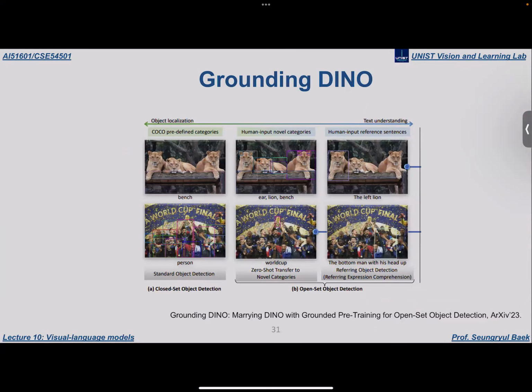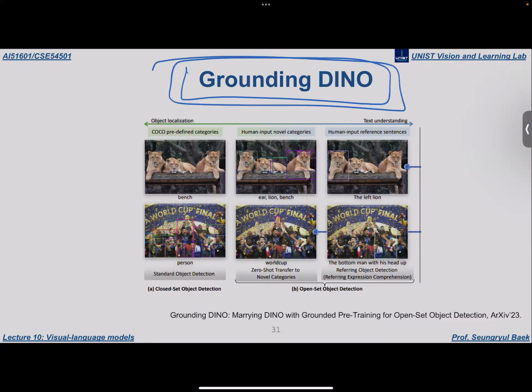And another thing I want to share is Grounding DINO, which was introduced in a technical paper on arXiv this year. Actually, the title of this paper is quite interesting. We learned about DINO, which is the state-of-the-art object detection algorithm based on the transformer, a DETR-like object detection algorithm, and in their title they say they will marry this DINO with grounded pre-training.